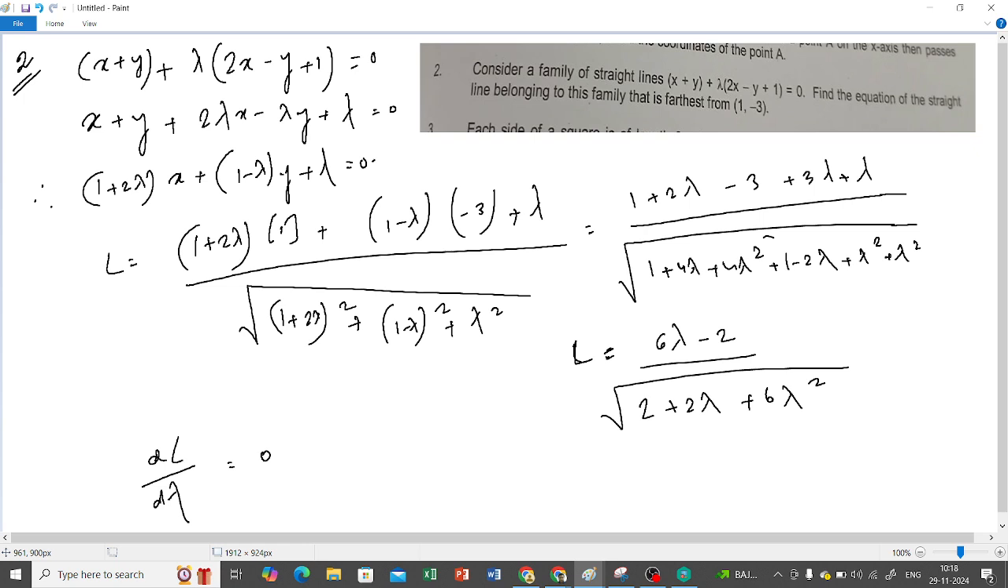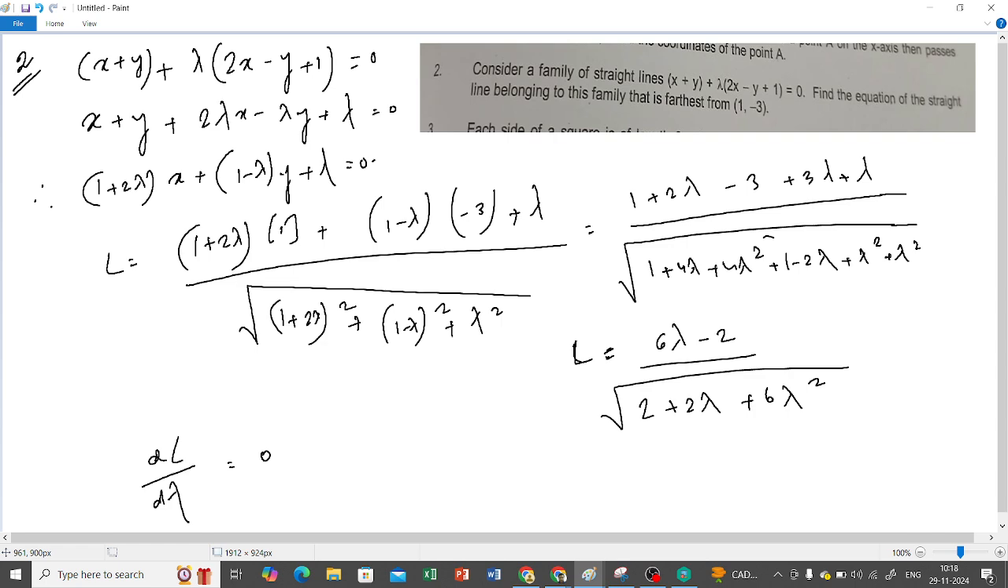Consider a family of straight lines x plus y plus lambda into 2x minus y plus 1 equals to 0. Find the equation of the straight line belonging to this family that is farthest from 1 comma minus 3. Okay, so what do I have to do?